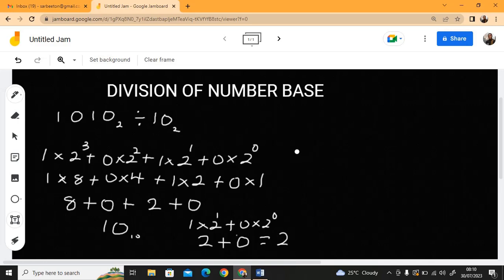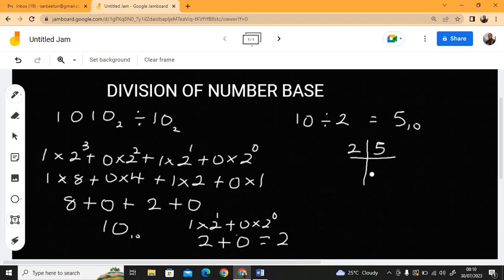So the first thing you always do is say 10 divided by 2, because this one is now in base 10, and this also is in base 10. 10 divided by 2, you get 5 in base 10. Since you are asked to solve it in binary, what you do then is convert it back to base 2.